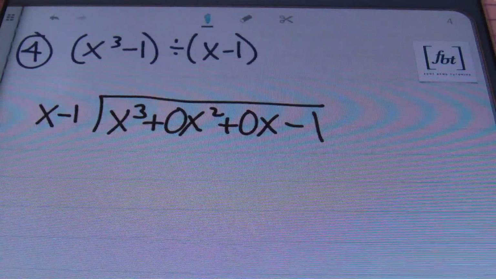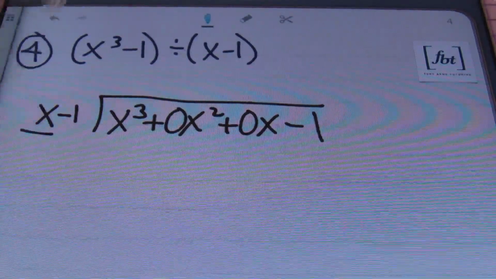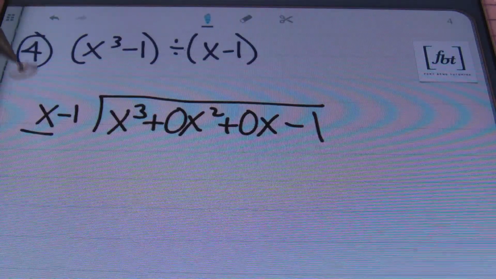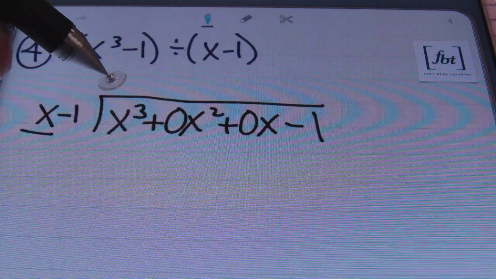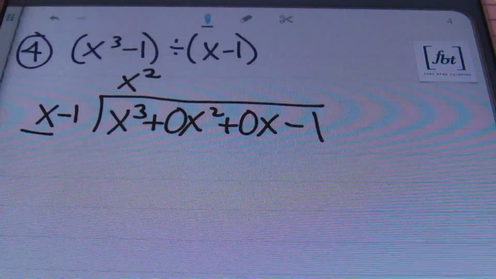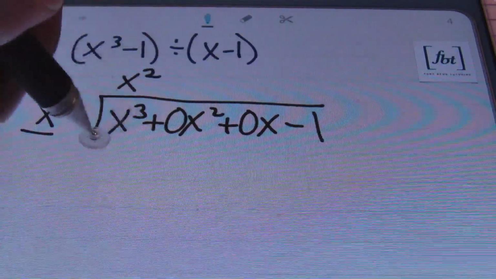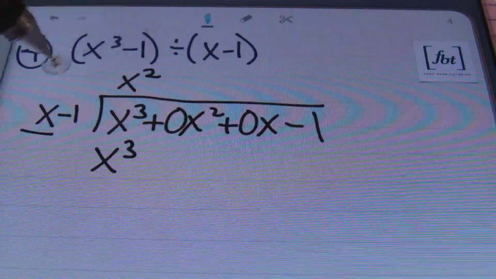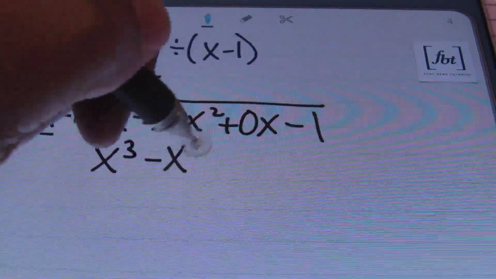All right, check it out. I'm starting out with my first term again, that x. What do I need to multiply x by in order to get x cubed? Exactly, I need 2 more x's, so I need x squared. Then you'll distribute. So x squared times x is going to be x cubed, and x squared times negative 1 gives me a negative x squared.